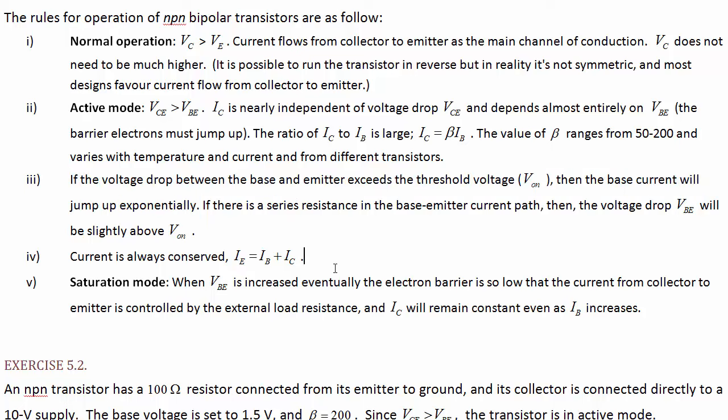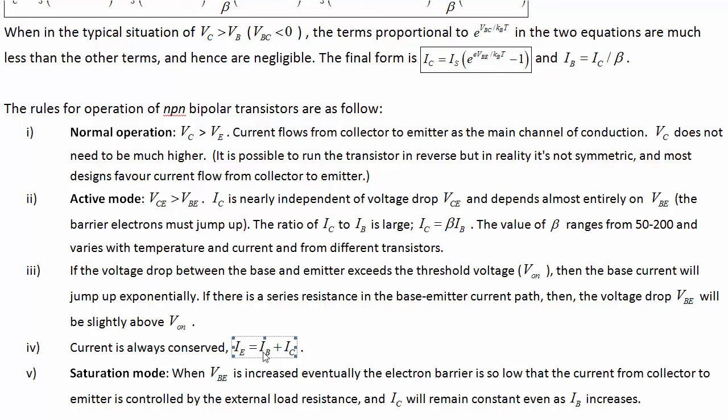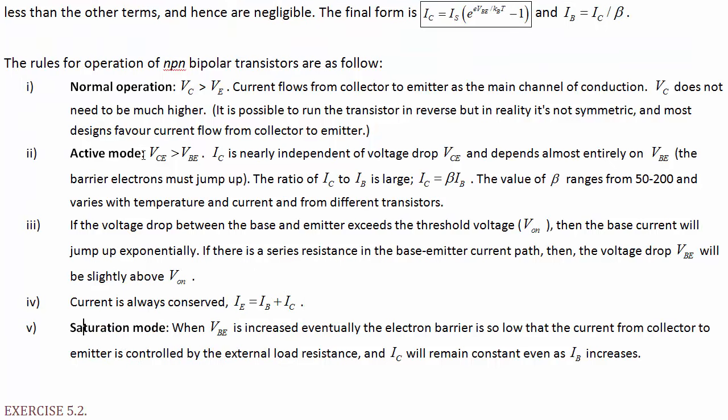Current's always conserved, so we define the emitter current as the base current plus the collector current using our directions. So for an NPN, emitter current is defined as going out of the transistor, and these two, base and collector, are defined as going in. Saturation mode is the mutually exclusive mode to active mode.